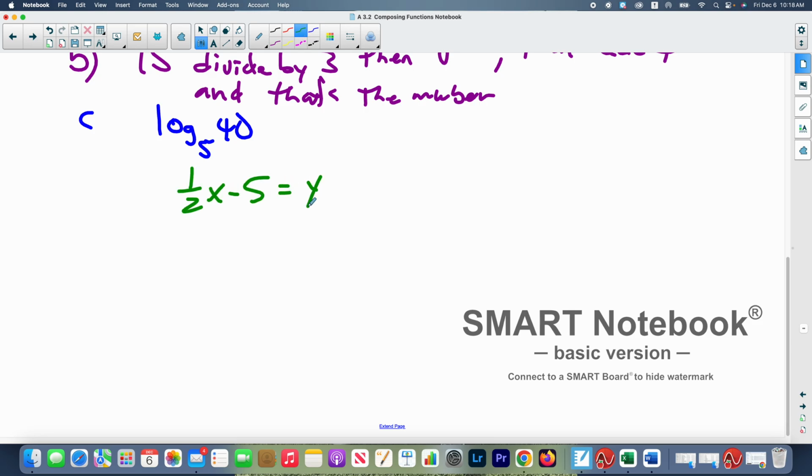I want you to write it like that. 1/2 x minus 5 equals, not 12, but equals y. So now it can be equal to a lot of different things, okay? So we've got an equation.